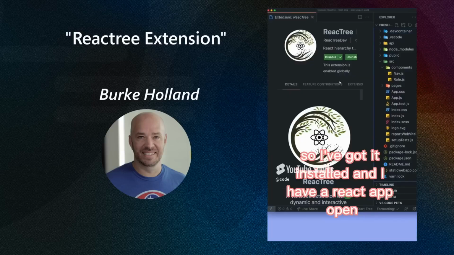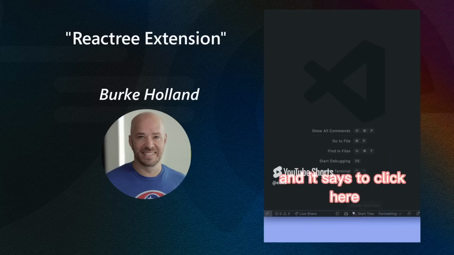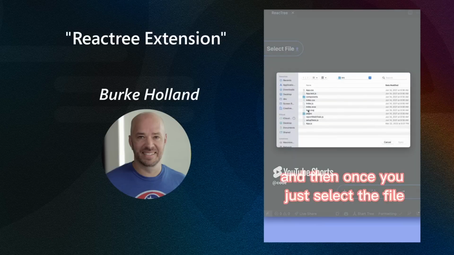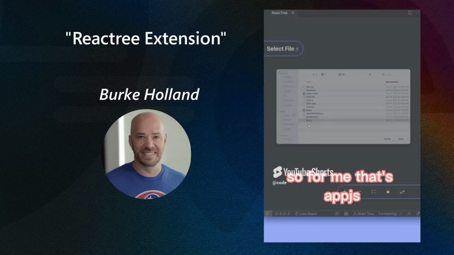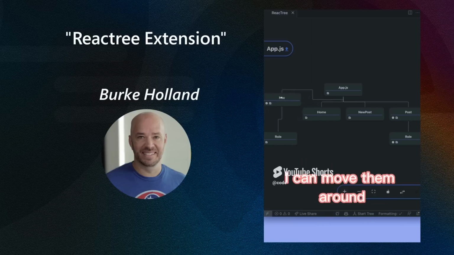So I've got it installed and I have a React app open. So let's go ahead and collapse this. And it says to click here, activate the tree. And then once you just select the file, that's the entry point. So for me, that's app.js. All right, there's my app. Okay, I see how this works here. These are the different components. I can move them around.